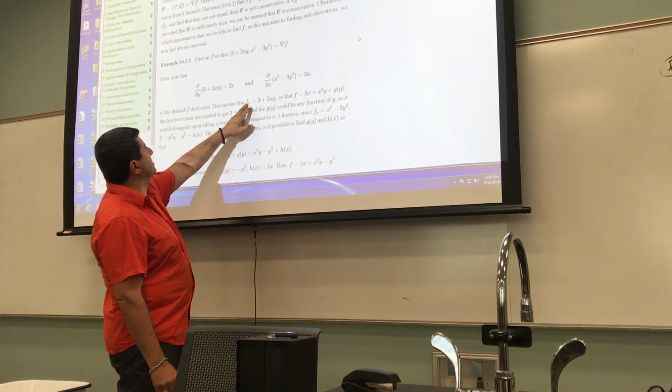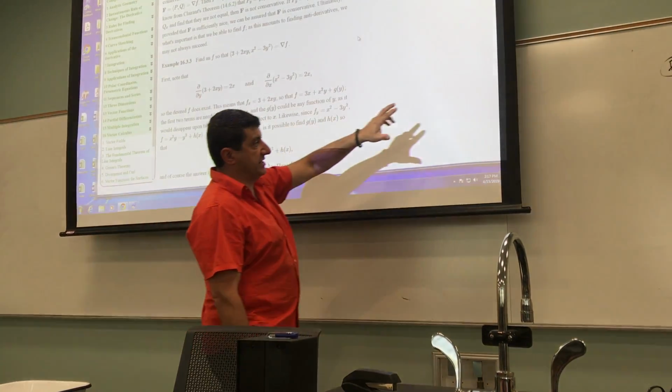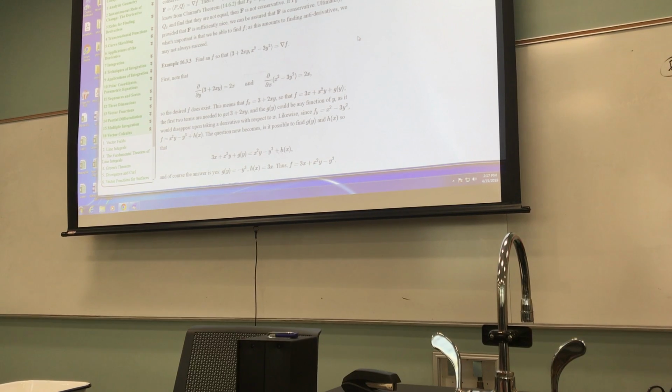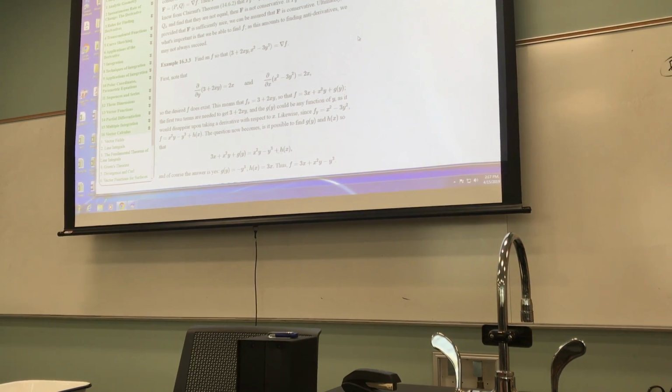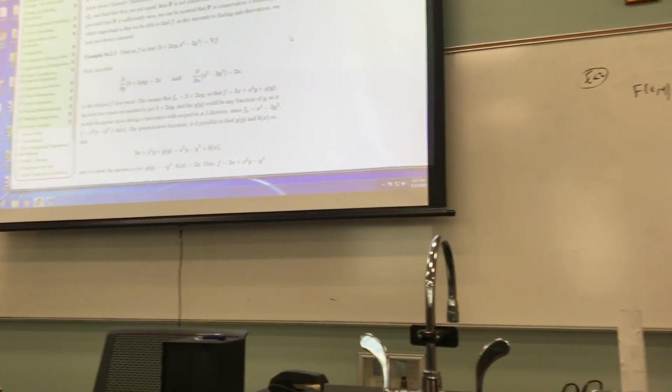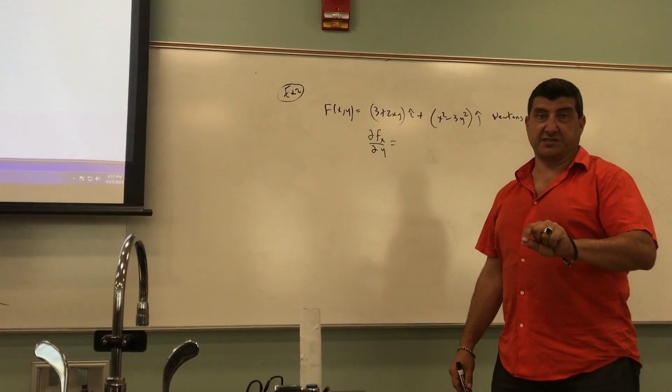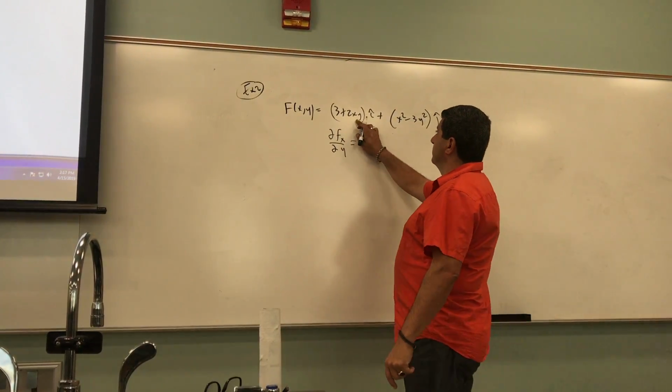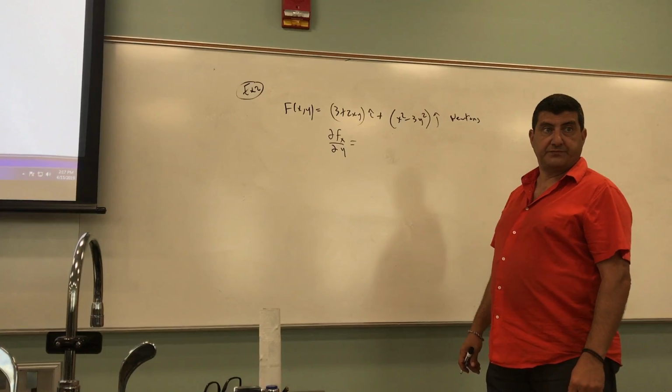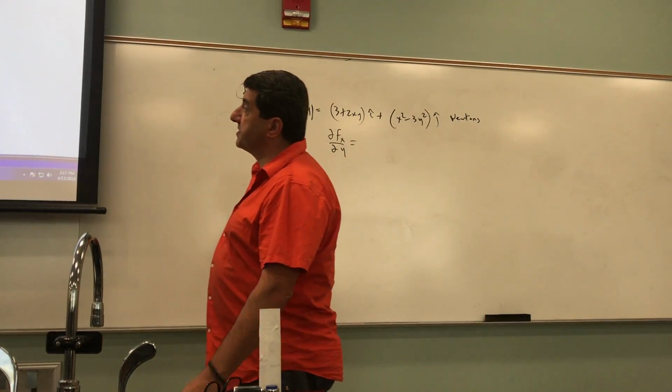this means that if you take the derivative of F with respect to y, it is going to be what? Keeping x constant, right? I thought they were integrating. Huh? I thought they were integrating. No, what they're saying is, first, note that.